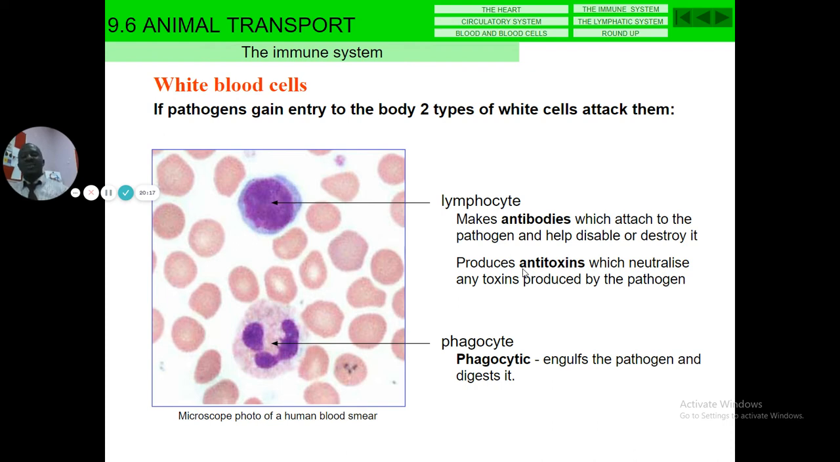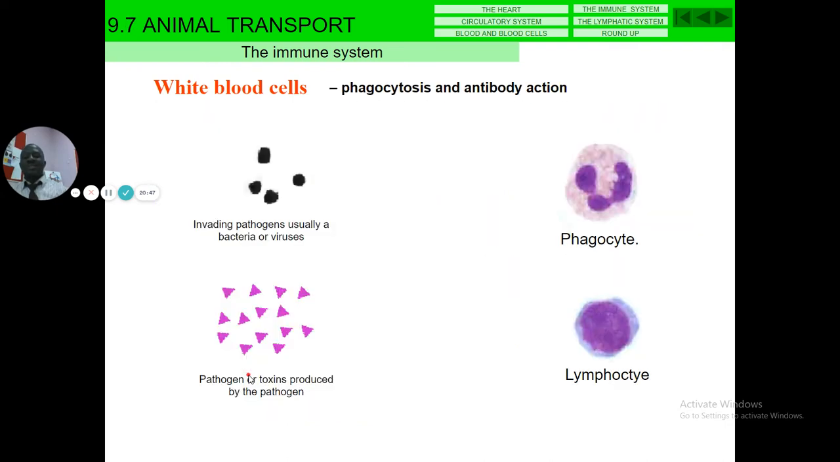These are white blood cells that we can find in blood all the time, and they engulf the pathogens and digest them as food. So the method of feeding is called phagocytosis. These white blood cells are known as phagocytes. They have a lobed nucleus. So it has one lobe, second lobe, third lobe, and fourth lobe.